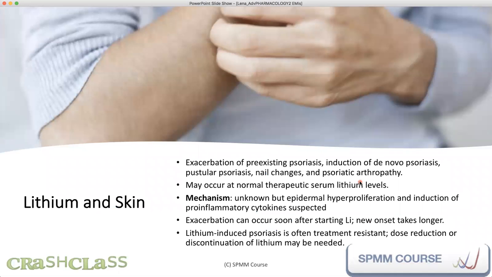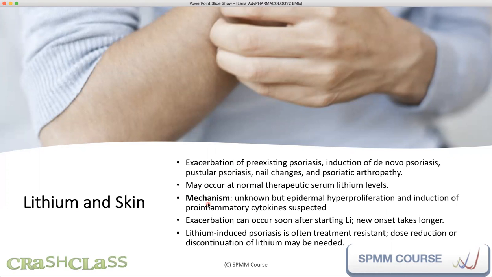Let's look at lithium and skin. Lithium can exacerbate pre-existing psoriasis. It can also induce new onset psoriasis, and it can also convert existing psoriasis into a pustular form. It can produce nail changes, and it can even induce psoriatic arthropathy. This can occur even at normal therapeutic serum lithium levels.